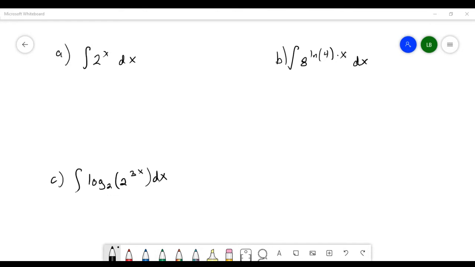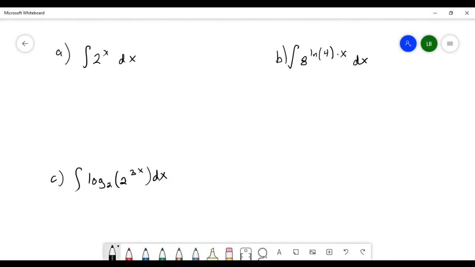In that case, let's go ahead and just start working through the solutions, and then we'll get to C. So the integral of 2 to the x dx, that's basically just our standard generic form. You can just go ahead and integrate that. 1 divided by the natural log of our base times 2 to the x plus c. That's our answer. That's just straight off our rule.